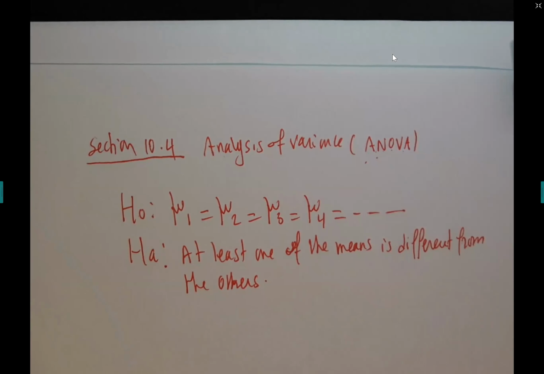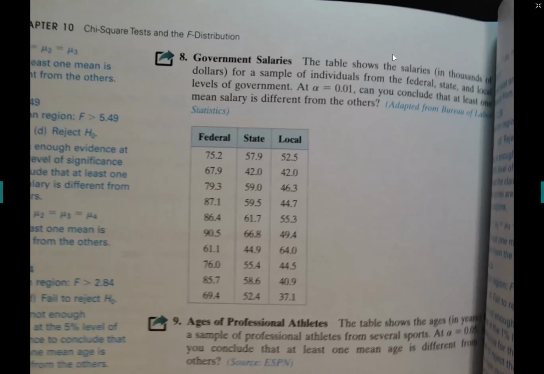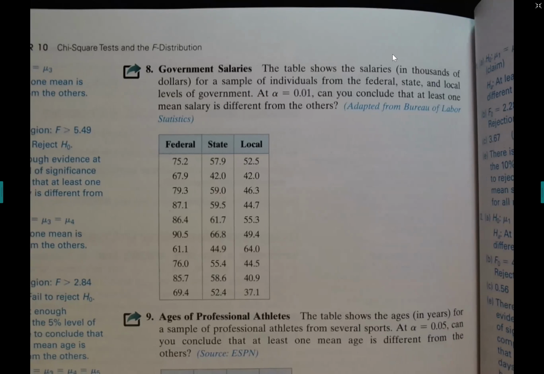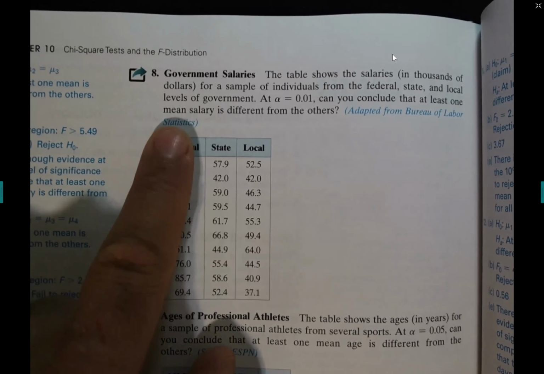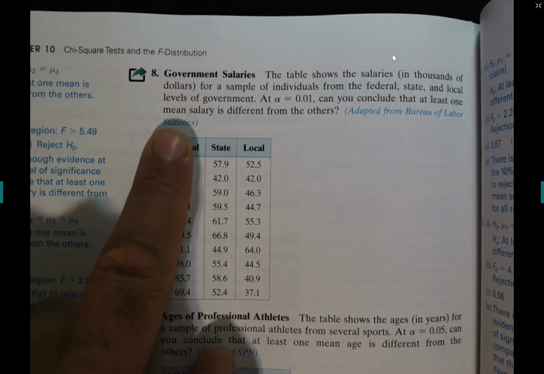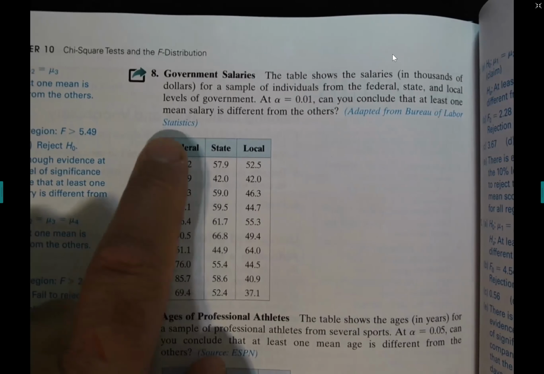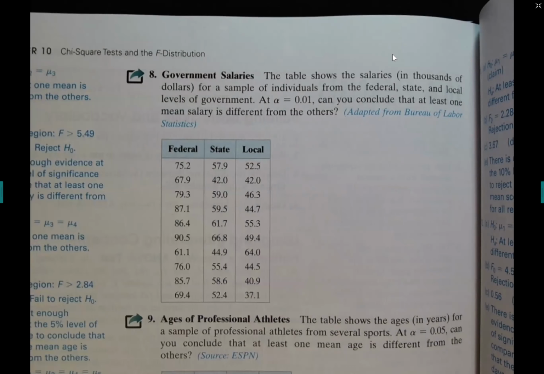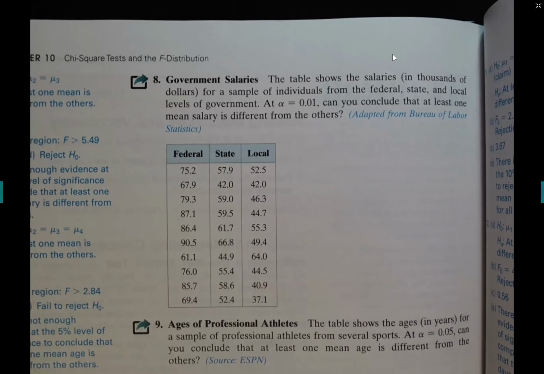And let me show you some examples, guys, of what kind of questions we'll be testing right here. So here is a question in 10.4. We're not going to do any of the work by hand. It's all going to be on the calculator. Here's one question. The table shows salaries in thousands of dollars for a sample of individuals from the federal, state, and local levels. You see, you have 3 samples, 1, 2, 3. You cannot use chapter 8 anymore.